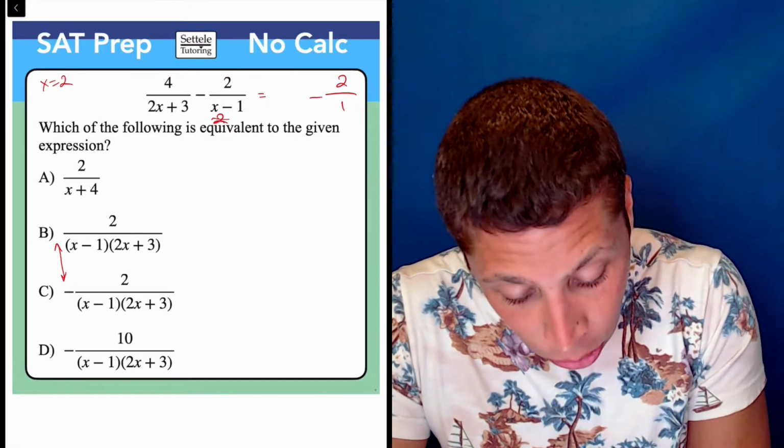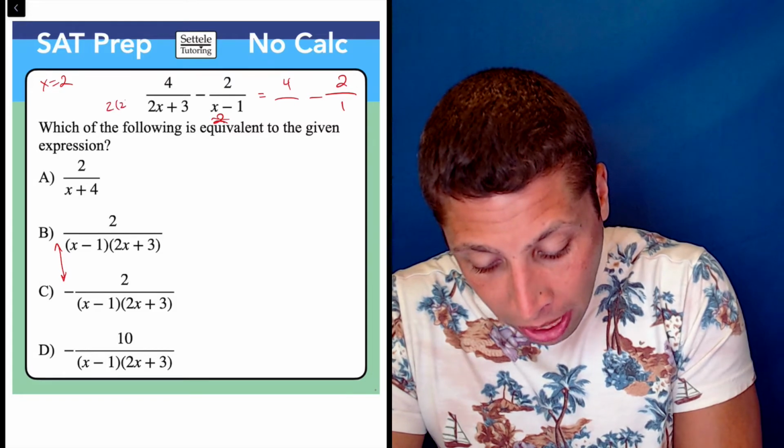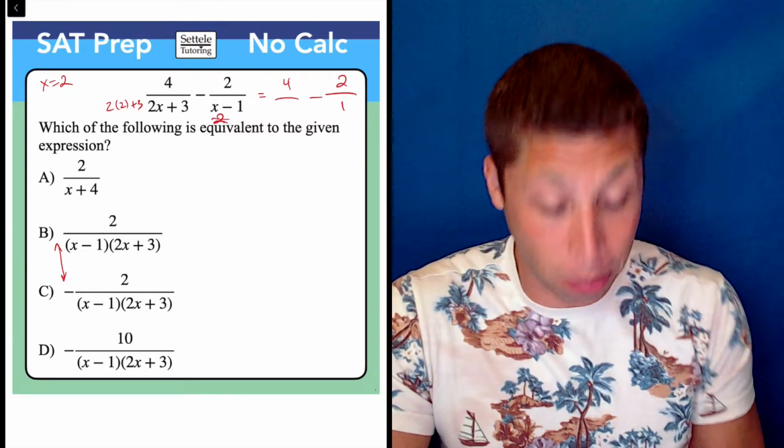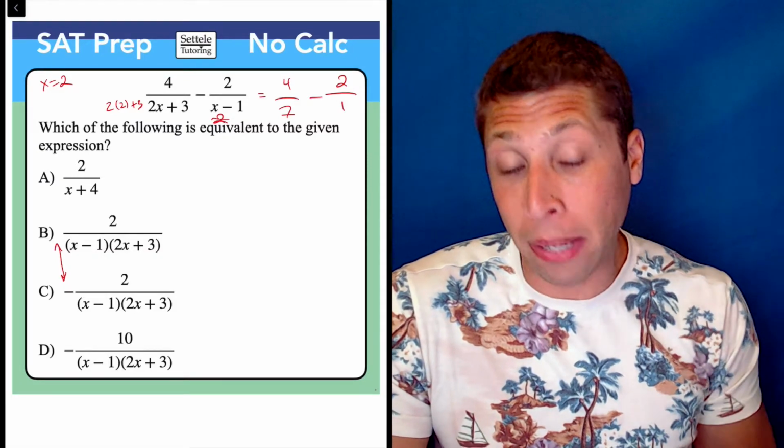Now we still need to kind of do some math with this other piece. So that's going to be 4. And this is going to be 2 times 2 plus 3. So that's 4 plus 3 is 7. So that part's a little messy. But 4/7 minus 2 might be a little easier for you.